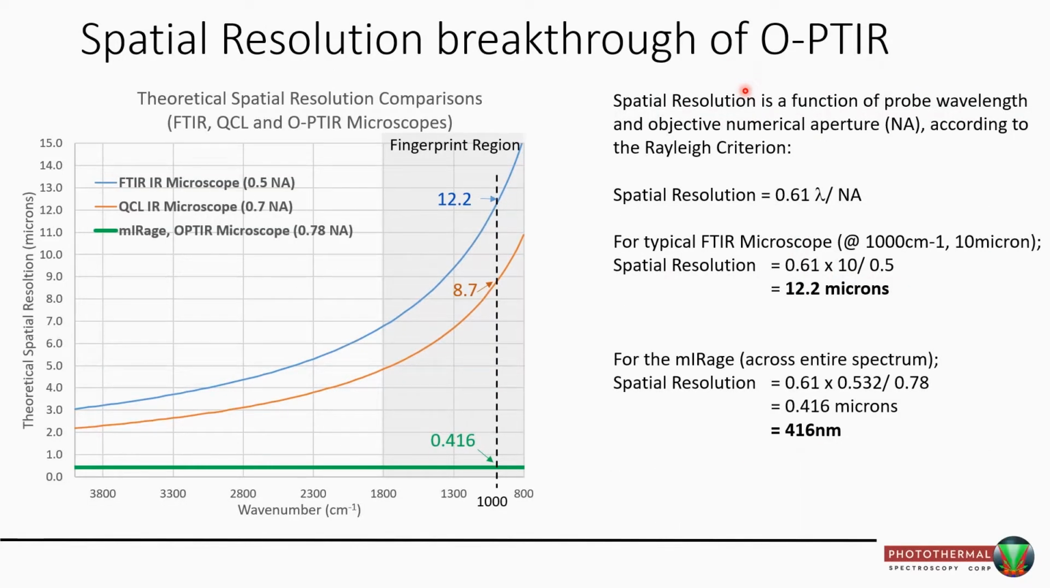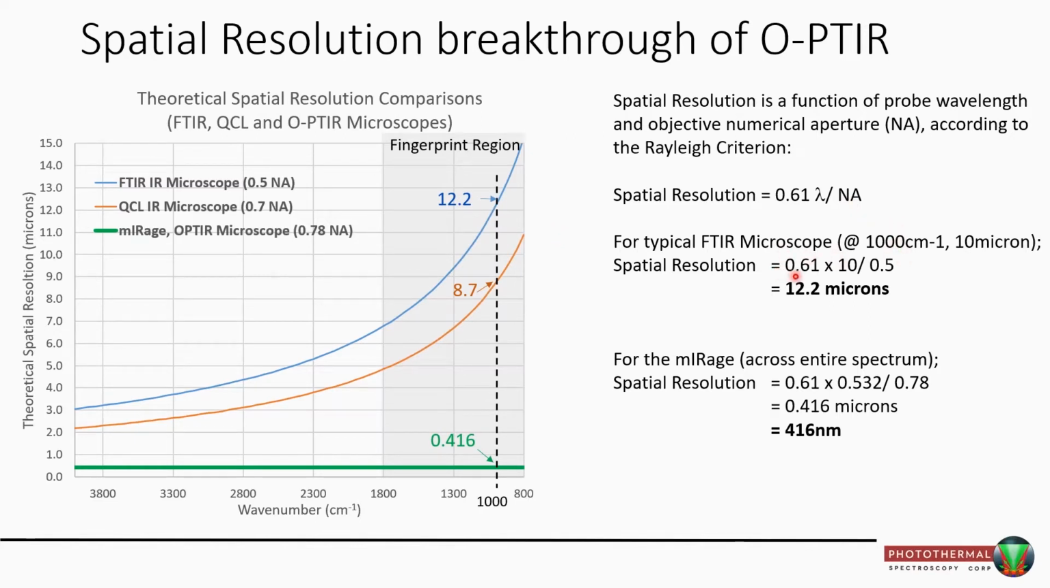We talk a lot about spatial resolution. It's important to remember that spatial resolution is a function of your probe wavelengths, as well as the numerical aperture of the objective, and that's approximated with the Rayleigh criterion, which says it's 0.61 times your wavelength in microns divided by the NA. And I've plotted that on the left-hand side as well.